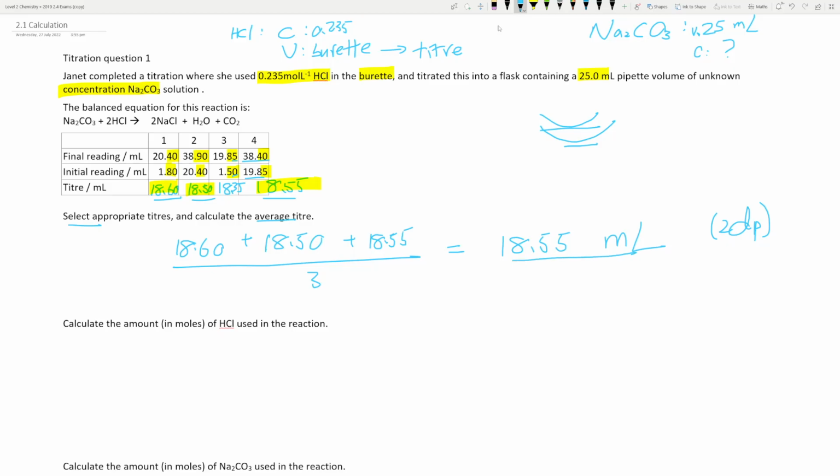And then once you've got this to 2 dp, because this is in mL, we want to convert it to liters. If you're one of those people that tend to make mistakes, just put 18.55 divided by 1,000 in your calculator, and then just copy the number down, which is 0.01855 liters. And then you may go, why don't you round that to 3 SF here? Well, this is simply a unit conversion.